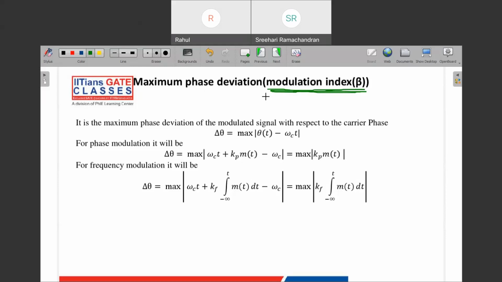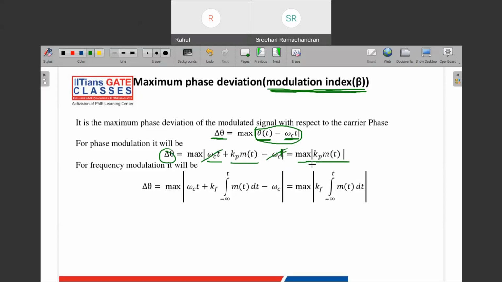Now, the maximum phase deviation we can calculate in a similar way to how we calculated it for the frequency. The maximum phase deviation will be given by the phase, omega_c t with respect to theta(t). So what is the value of theta(t) which gives us the maximum value? In the case of phase modulation, theta(t) is equal to omega_c t plus k_p m(t). There is a t missing here. So this and this will cancel out each other, and delta theta will be equal to max of k_p m(t).